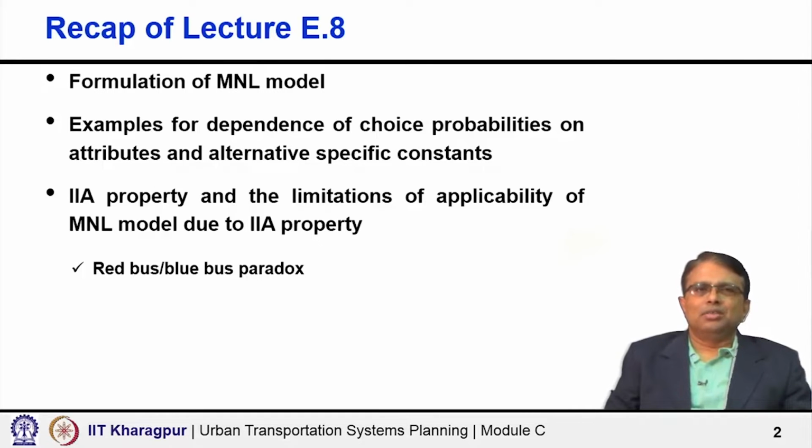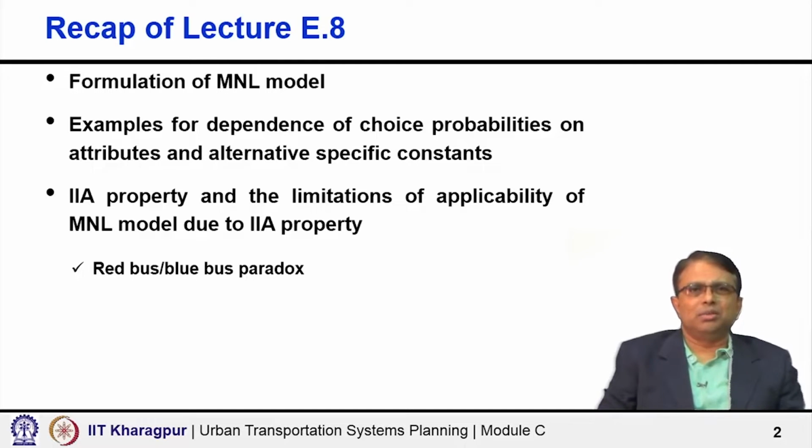Then the IIA property was explained clearly, independence of irrelevant alternatives, and the limitation of the applicability of the MNL model due to the IIA property was also discussed, taking the example of the famous red bus, blue bus paradox. With this background, we shall continue our discussion about the Logit model today, more specifically on this IIA property.